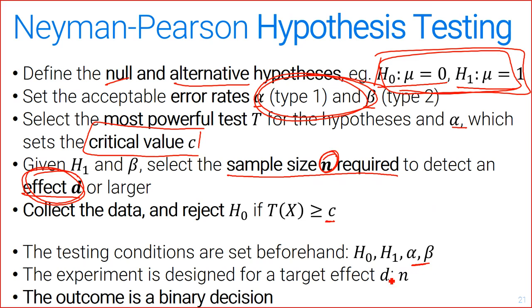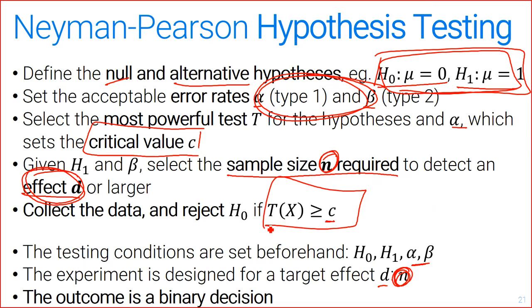And the experiment is designed for a specific effect size. So we choose the sample size based on what is the effect that you want to test. The outcome here is a binary decision. You either reject the null hypothesis or you don't. So the outcome is not something like the p-value that has a certain magnitude. The answer here is you reject or you accept. That's it. Are you larger than the threshold or not?